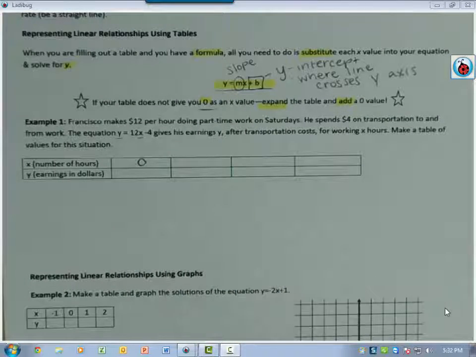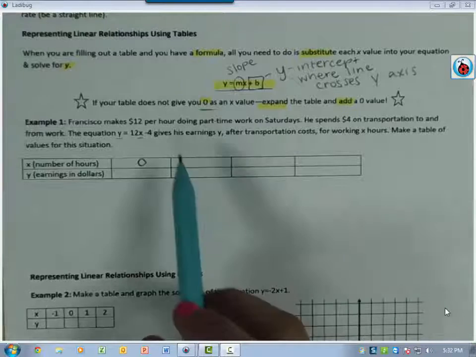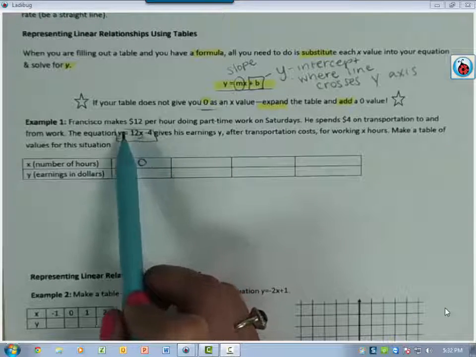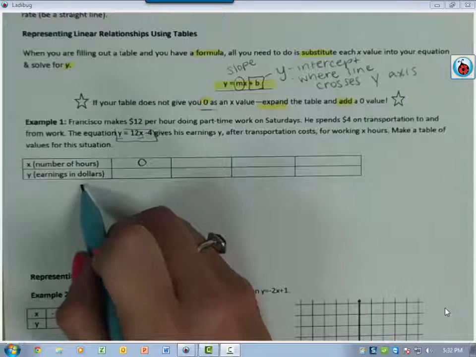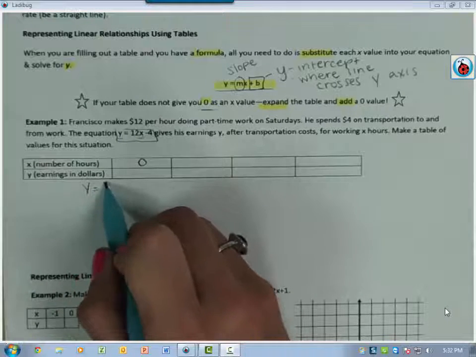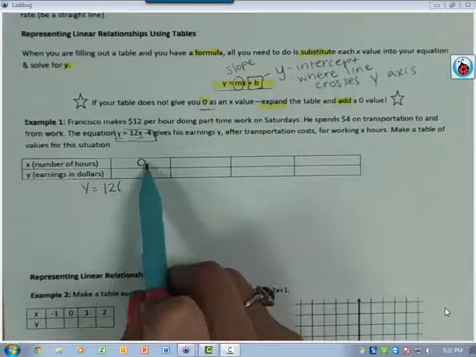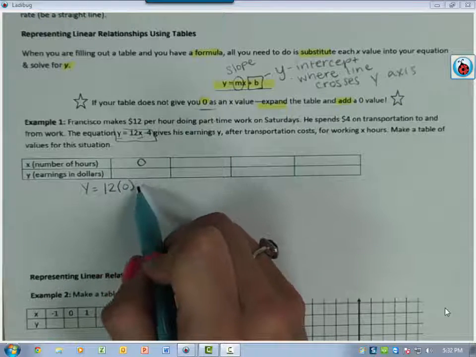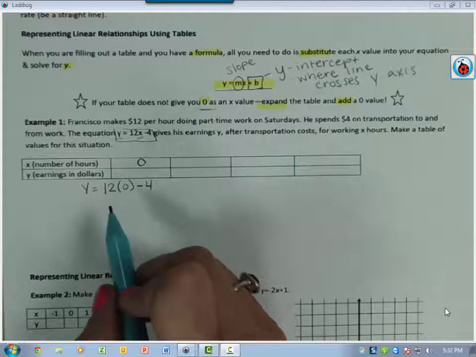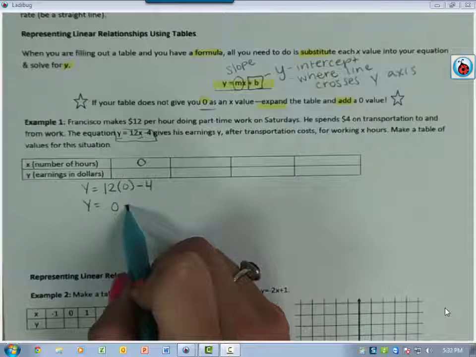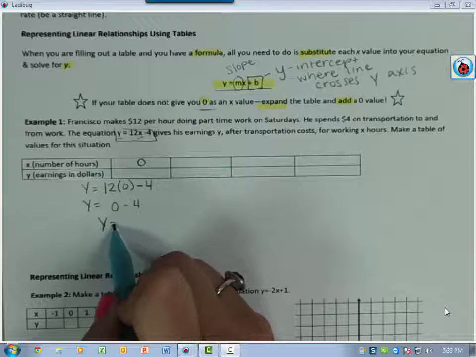Well, that's simple. We have an equation right here. You have an x value. We can figure out a y value. So you substitute. y is equal to 12, what does x represent? Right now, x represents 0, minus 4. Now you use your order of operations to solve. y is equal to 12 times 0 is 0, minus 4. y is equal to negative 4.